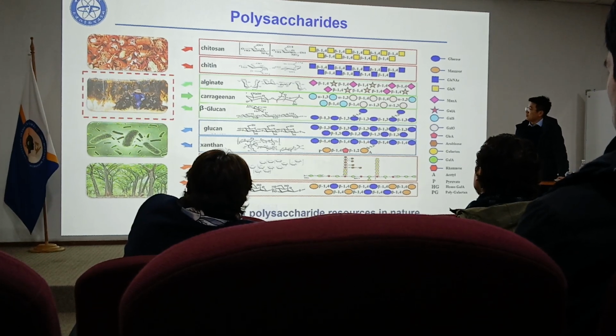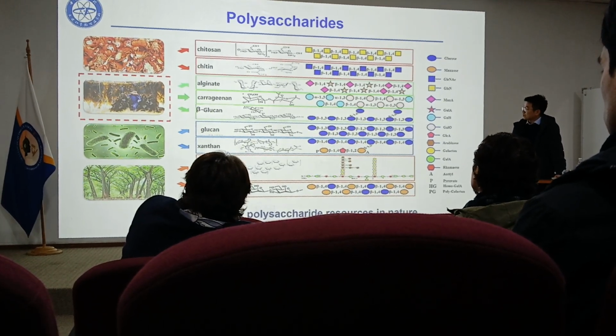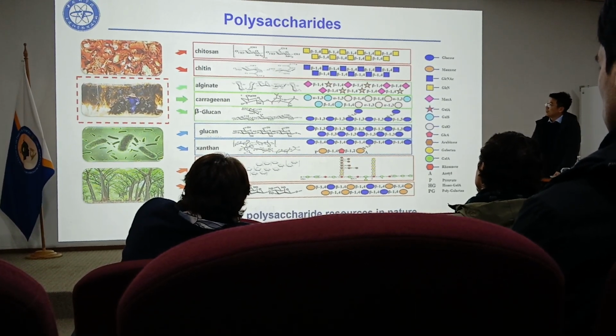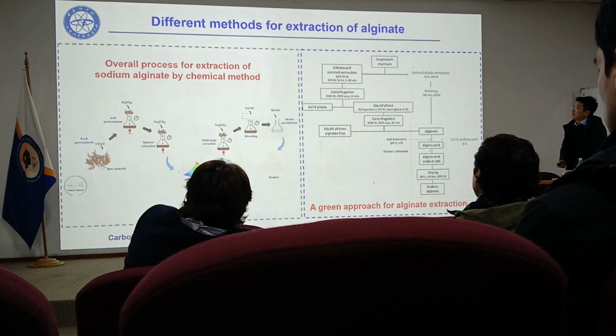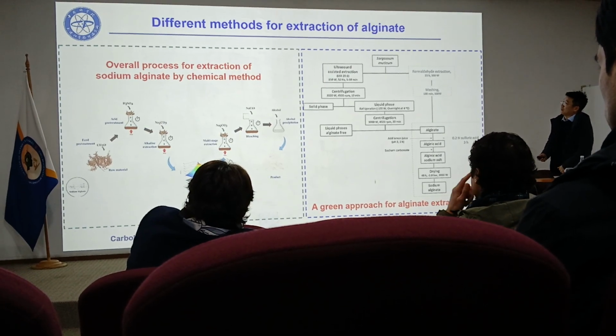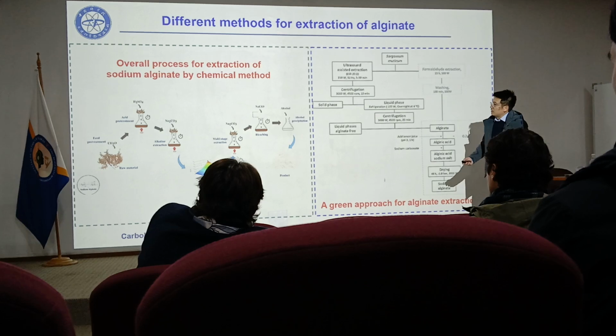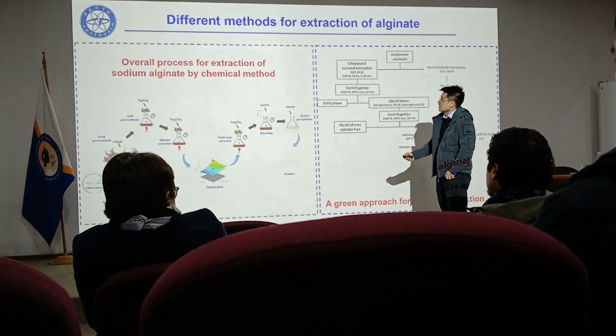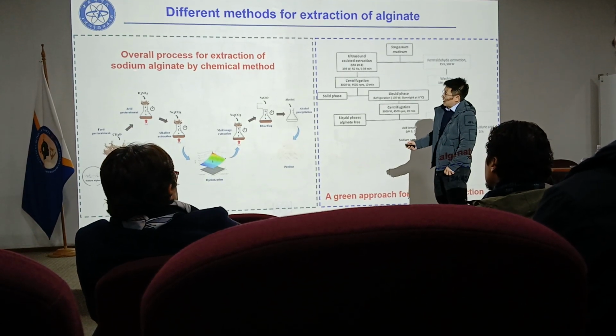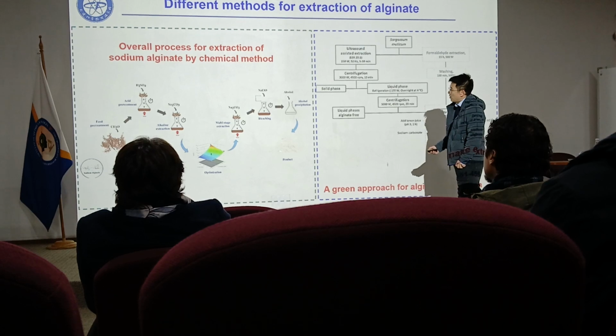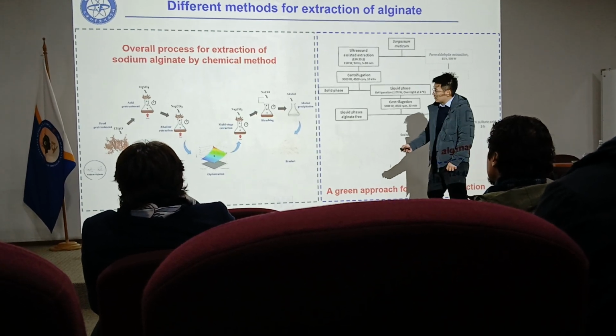The second point is about polysaccharides from the seaweed, from the algae. Take alginate, for example. This is the process of the extraction of alginate by chemical method from seaweed.